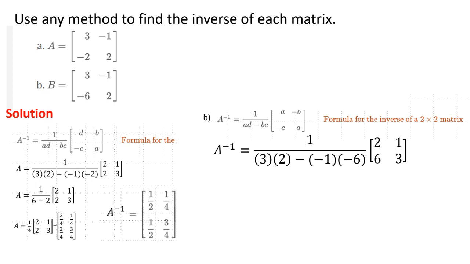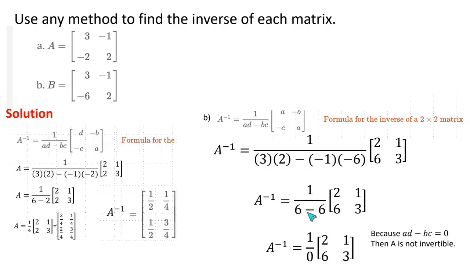Okay, for B, we do the same. So we have 3 times 2 and -1 times -6. We switch our a and d, so we're going to have 2 and 3, and then switch the signs. So negative, negative becomes +1, +6. And we end up with 6 minus 6 and 1 divided by 0. We cannot divide by 0. And so what this means is that the matrix B does not have an inverse. Okay. So therefore, we say that B is not invertible.